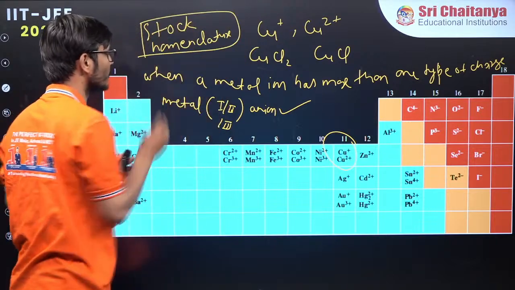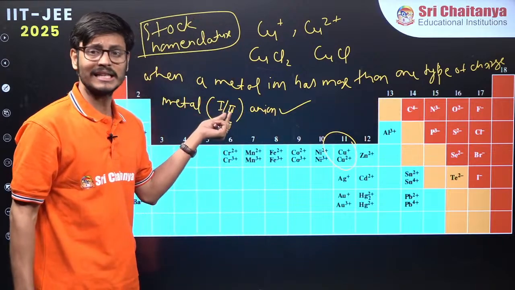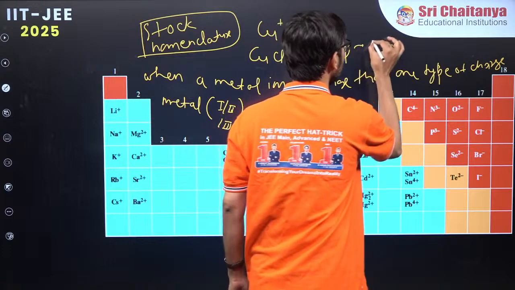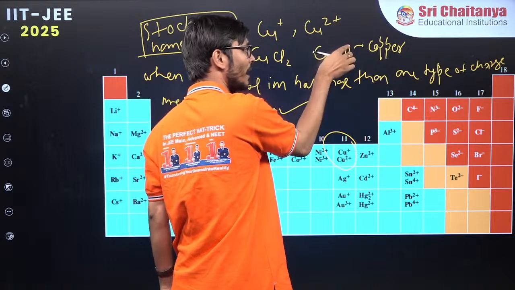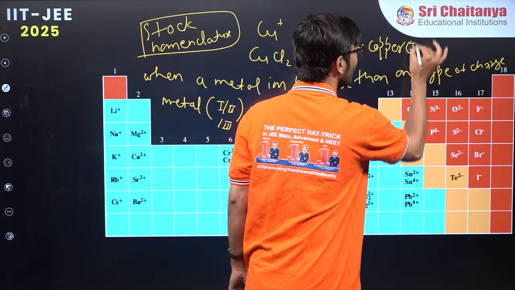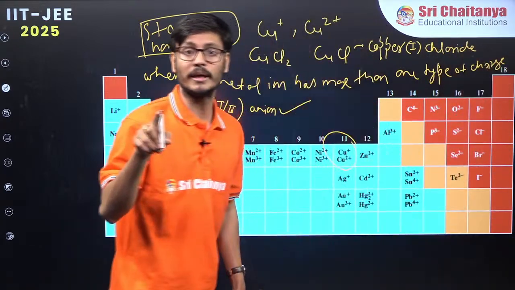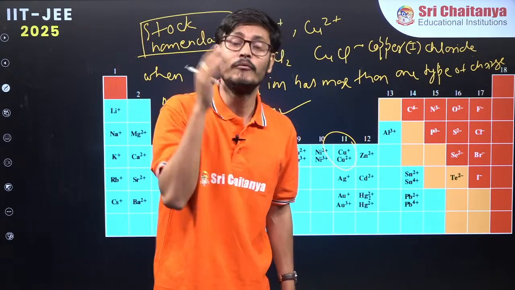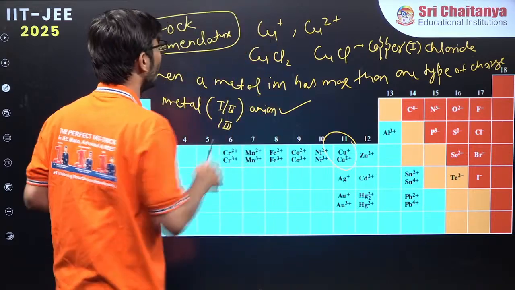According to stock nomenclature, when a metal ion has more than one type of charge, you write the charge in brackets, parentheses. For example, what will be CuCl? This will be copper. What is the charge? Cl is -1. For neutrality, Cu will be +1. So you write copper, in brackets 1, and then chloride. Copper(I) chloride. This is called stock nomenclature. Stock nomenclature is only applied for those metal ions which have more than one kind of charge.